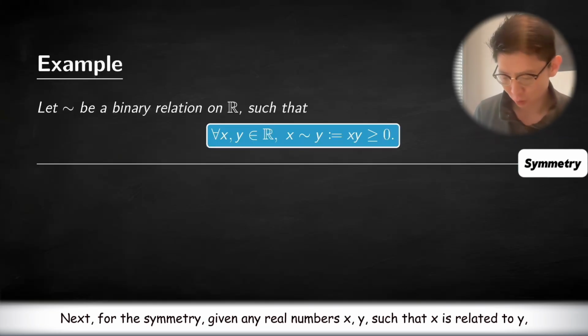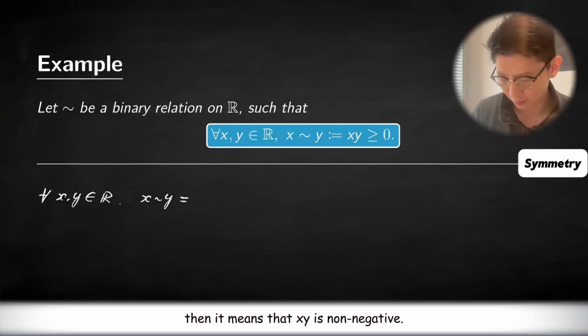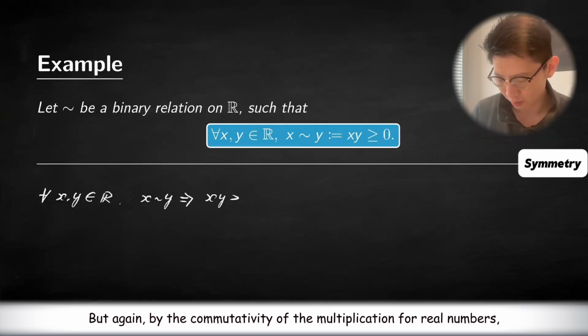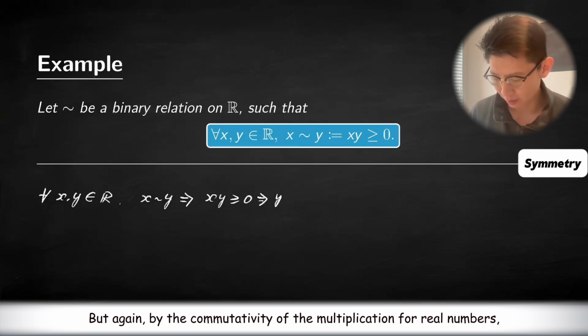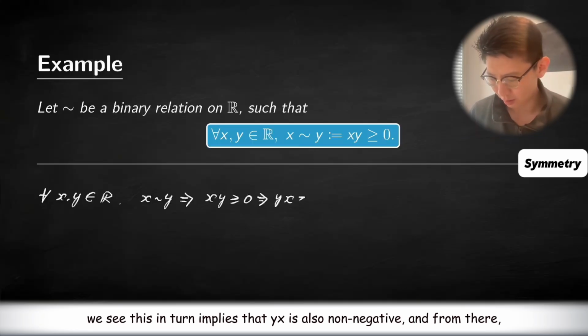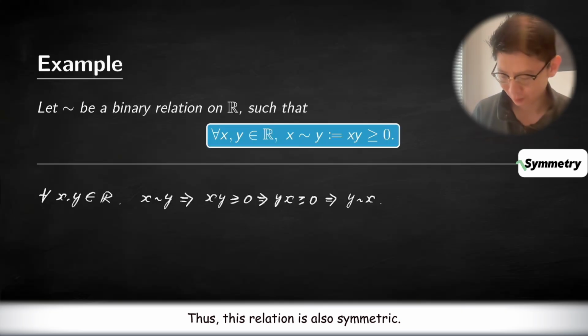Next, for the symmetry, given any real numbers x, y, such that x is related to y, then it means that xy is non-negative. But again, by the commutativity of the multiplication for real numbers, we see this in turn implies that yx is also non-negative, and from there we conclude that y is related to x. Thus, this relation is also symmetric.